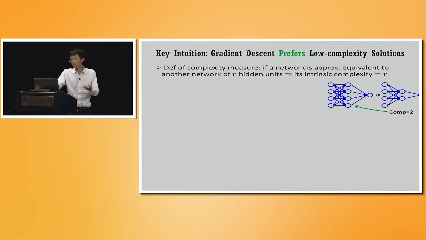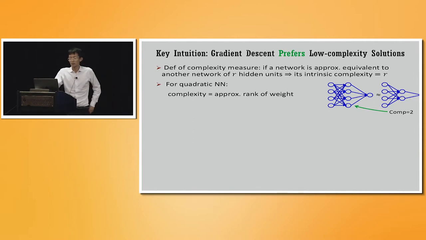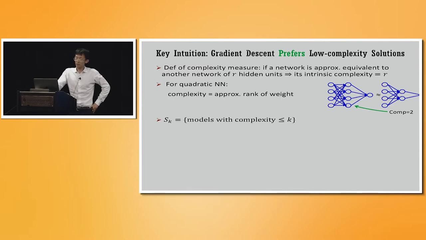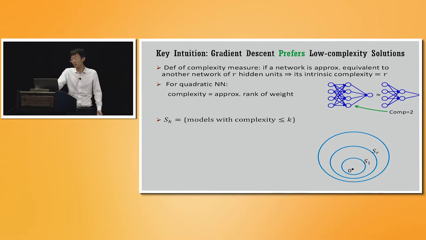In picture, so if you have a big network and you can write it as a small network, then the complexity of the big network is just defined to be 2. And it happens that for quadratic networks with quadratic equations, the complexity is equal to the approximate rank of the weight. Let's define S sub k to be all of the models with complexity less than k. Then, as k increases, we have a bigger set.